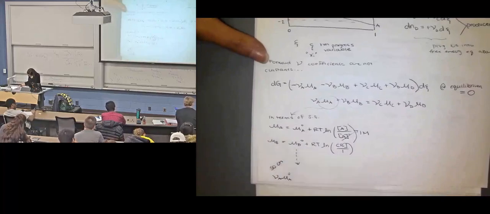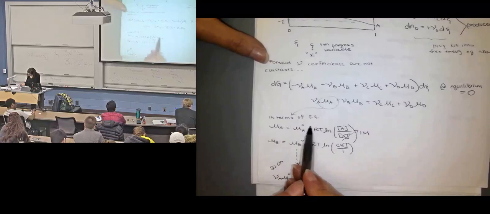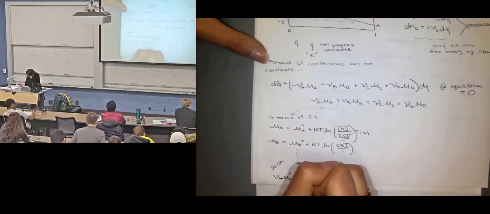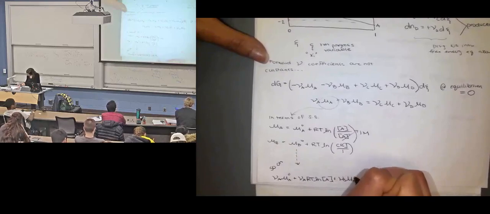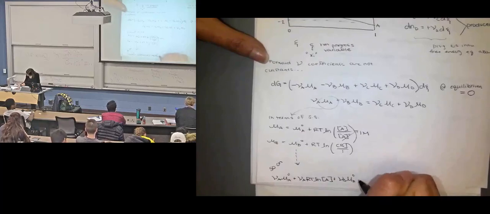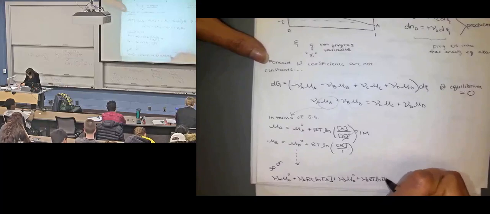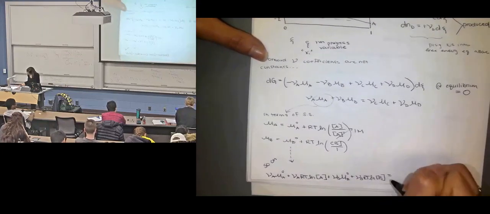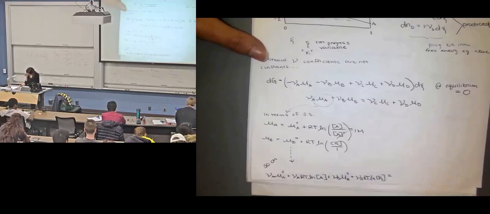Stoichiometric coefficients of A times the chemical potential of A at standard state. Plus, what I've done is I've distributed the stoichiometric coefficients out. I've multiplied them through by both this term and this whole term here. So I have stoichiometric coefficient of A times RT, the natural log of A, plus stoichiometric coefficient of B times chemical potential of B at standard state, plus B. I'm going to run out of room, I'm guessing. On the right-hand side, I've done the same thing for C and D.